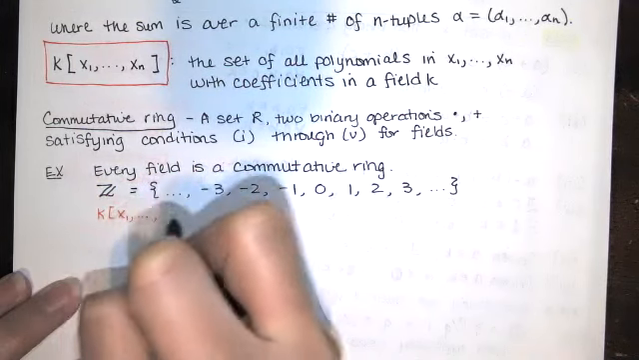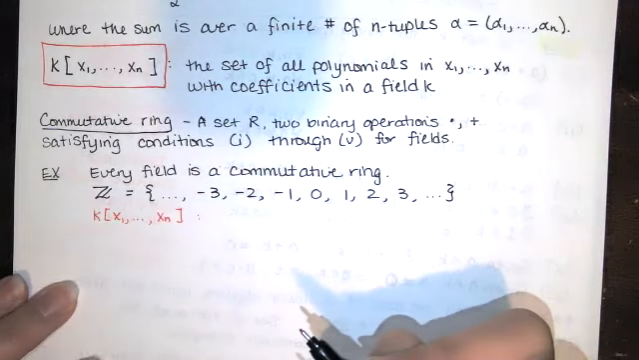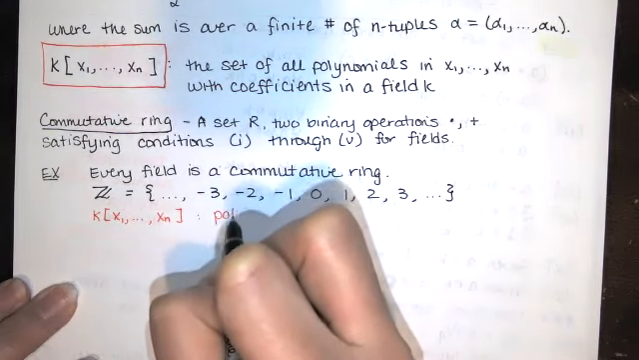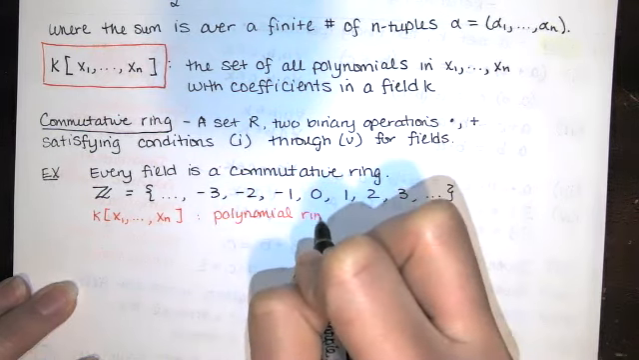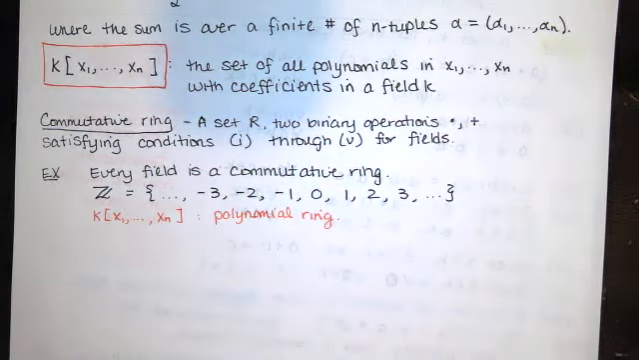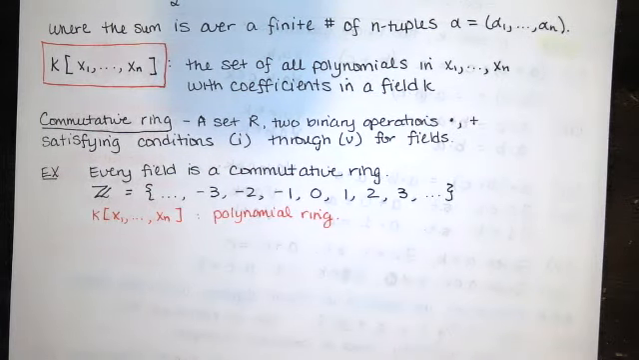And it's a special commutative ring because it's a commutative ring made of polynomials. It comes up so often that we call it a polynomial ring. We like to have that name for it. Okay, so we know about the set of all polynomials in x sub 1 through x sub n with coefficients in some field k.